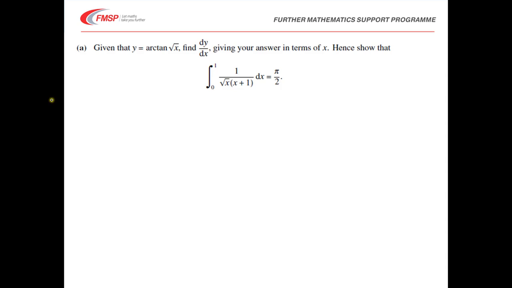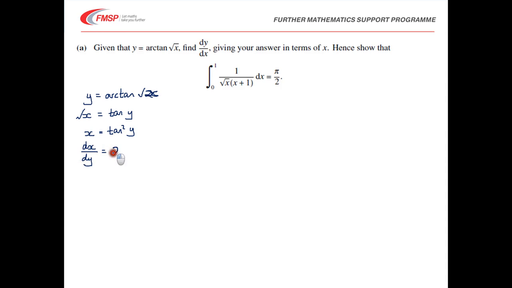Okay, let's start part A. You're given that y equals arctan root x, and you've got to find dy by dx. Well, differentiating arctan is not particularly nice. It's much easier to differentiate tan. Let's rewrite that and say root x is tan y. I could differentiate implicitly here, but I think it's probably easier to square and say x equals tan squared y and find dx by dy rather than dy by dx.